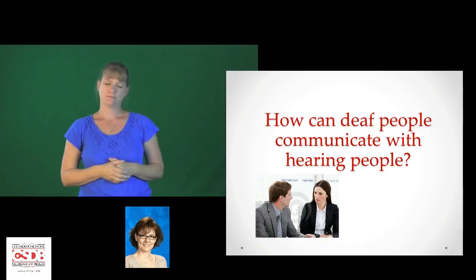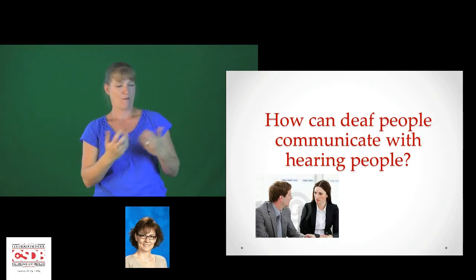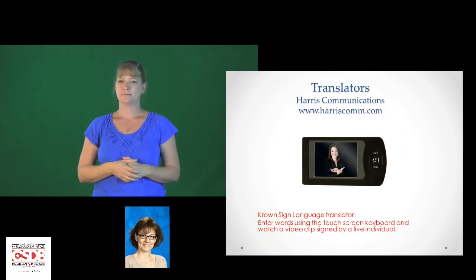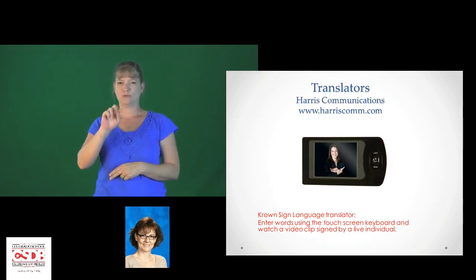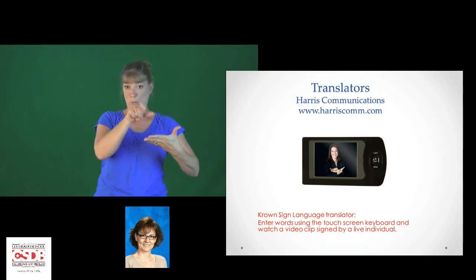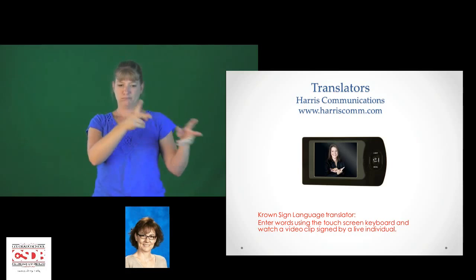So how can deaf people communicate with hearing people? One device that can be used is called a translator. The hearing person types in words that they'd like to say to the deaf individual, and then there's a video clip that signs the words that were typed in.